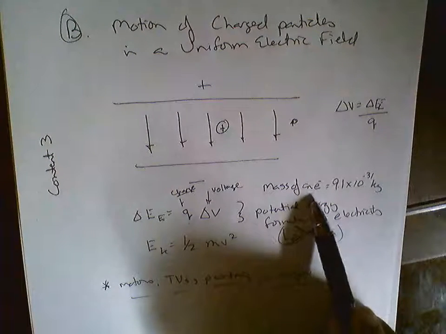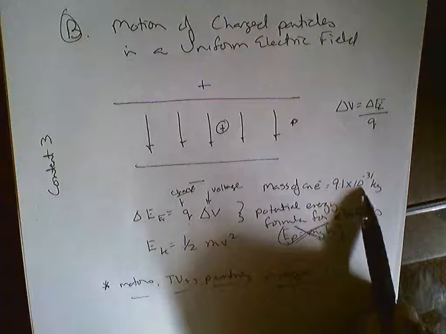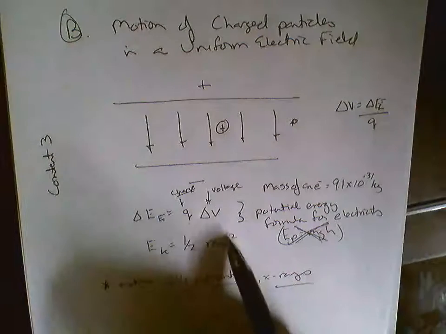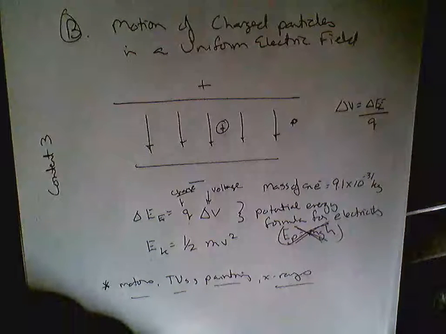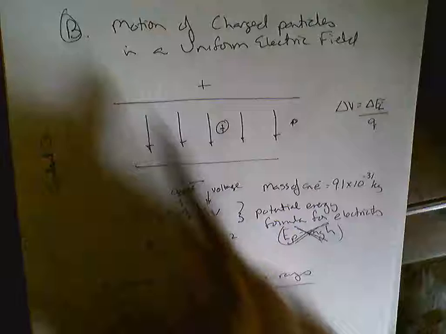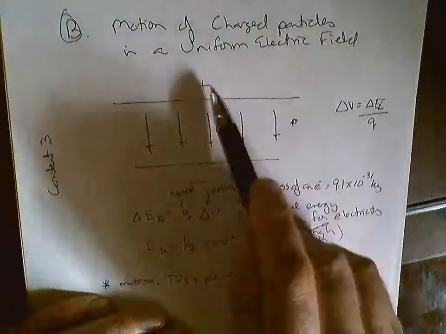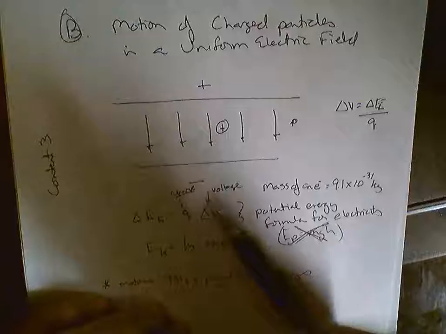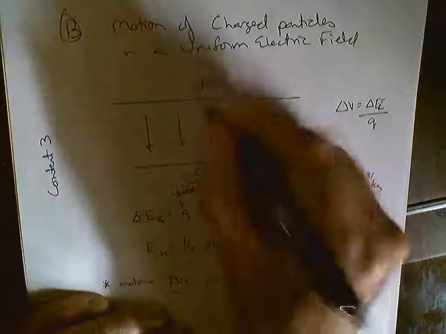For example, the mass of an electron is 9.1 times 10 to the negative 31 kilograms. We want to know how fast that electron is moving, or what the velocity of that electron is. Let's take a look at a uniform electric field. Let's say we have a plate here, it's positively charged. Let's say we have a plate here and it's negatively charged.